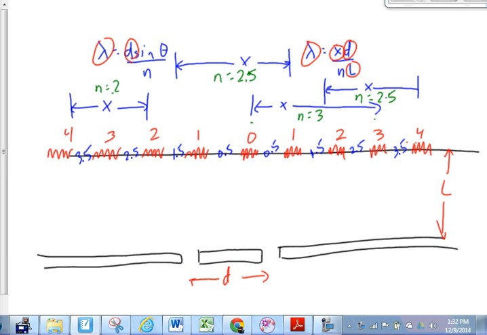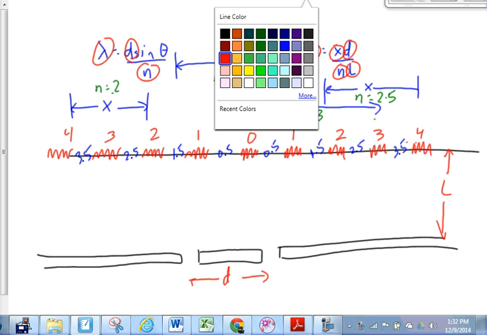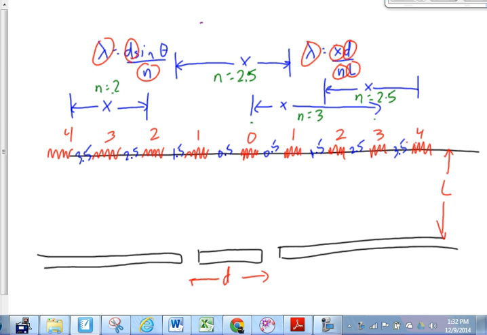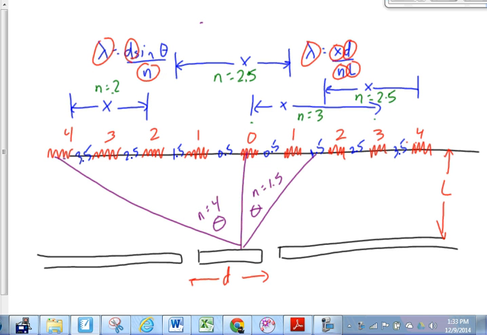Finally, theta. The only thing we haven't identified yet, theta. Theta is an angle measured from the central maximum to the second order minimum, to the fourth order maximum. It doesn't matter. Just like x doesn't matter, except you've got to be consistent here. In this case, n would be 4. 4 minus 0 is 4. In this case, n would be 1.5. 1.5 minus 0 is 1.5.